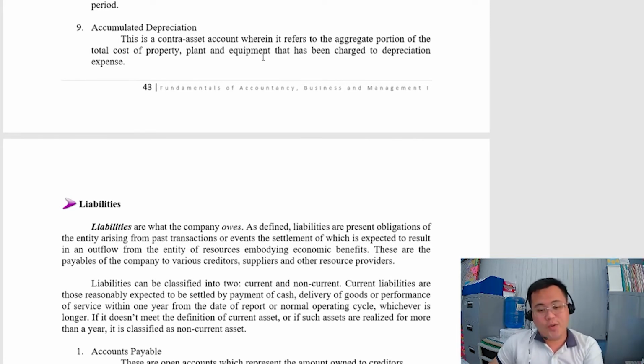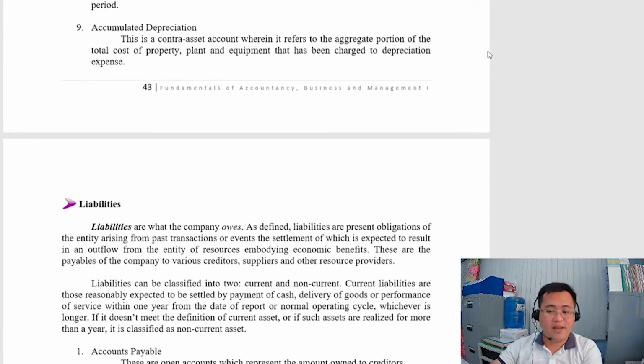Liabilities can be classified into two. We have current and non-current. Current liabilities are those reasonably expected to be settled by payment of cash, delivery of goods, or performance of service within 1 year from the date of report or normal operating cycle, whichever is longer. Same with cash, those realized within 1 year are considered as current. Else, if it does not fit the definition of current, or if it's realized by more than 1 year, then that will be considered as non-current.